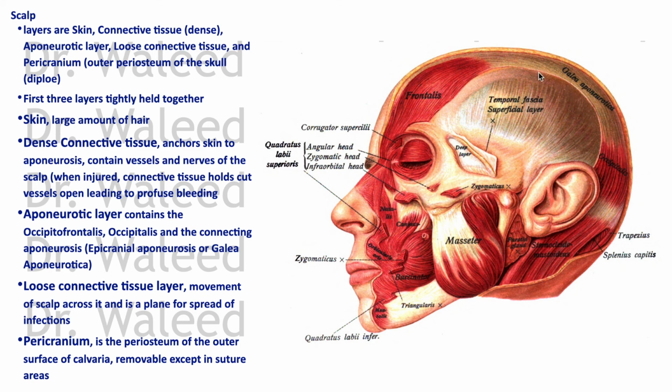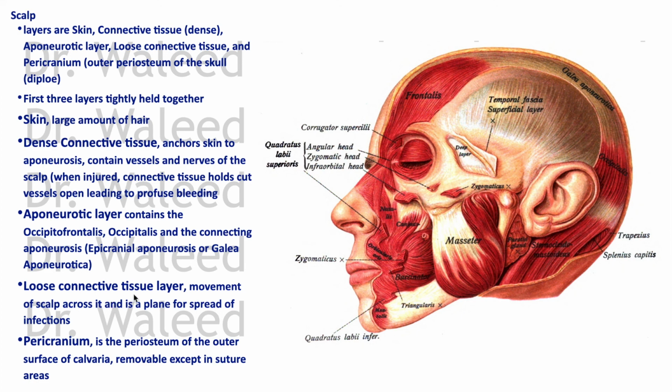So whenever a cut is introduced, the margins of the cut will never approximate again because it's under tension. You know what I mean now? Okay. The aponeurotic layer, we said it belongs to this muscle.